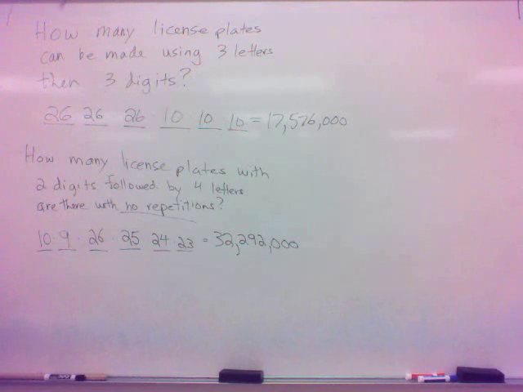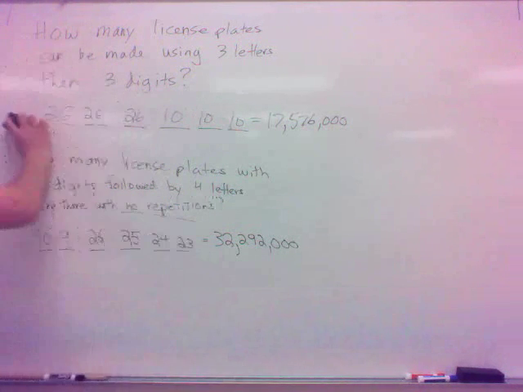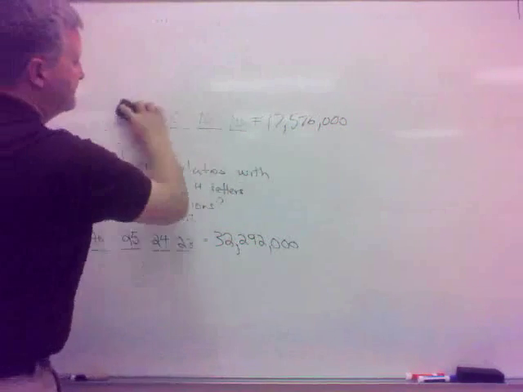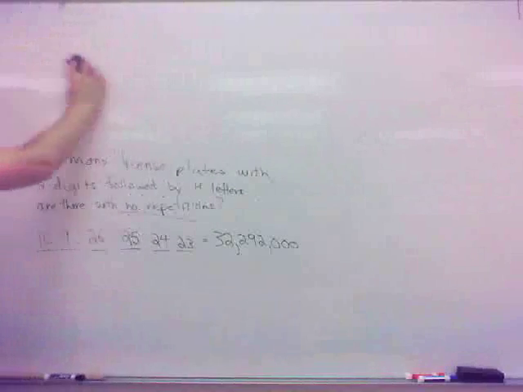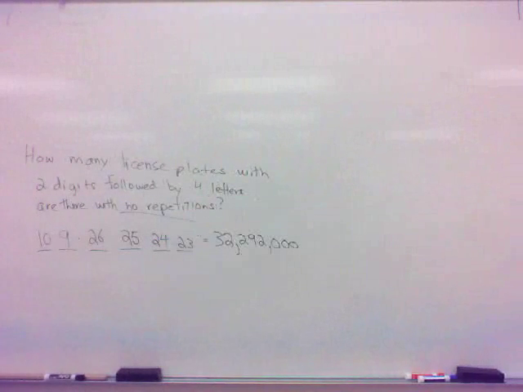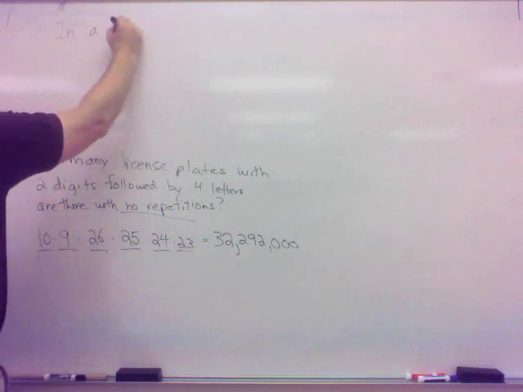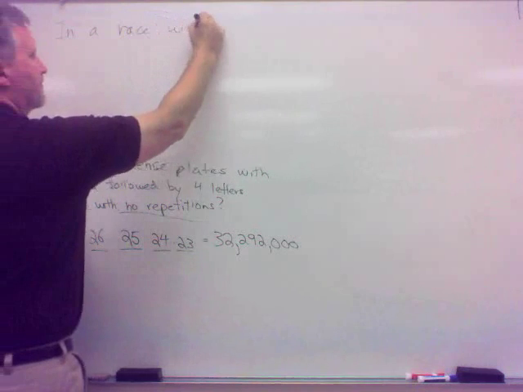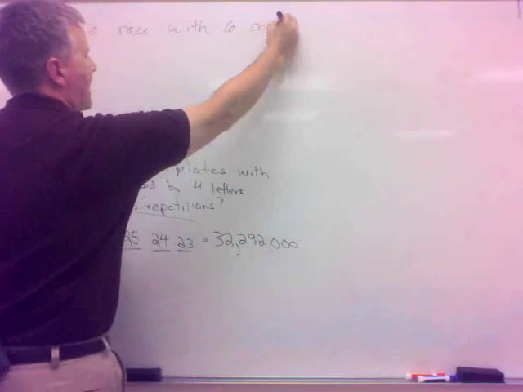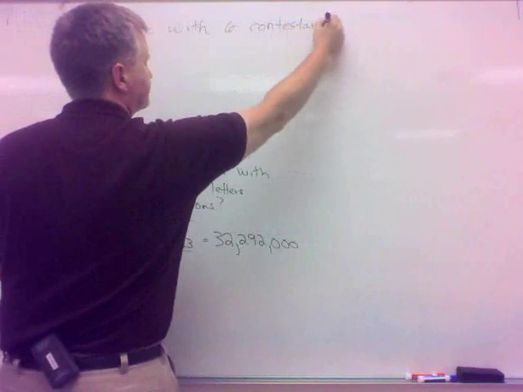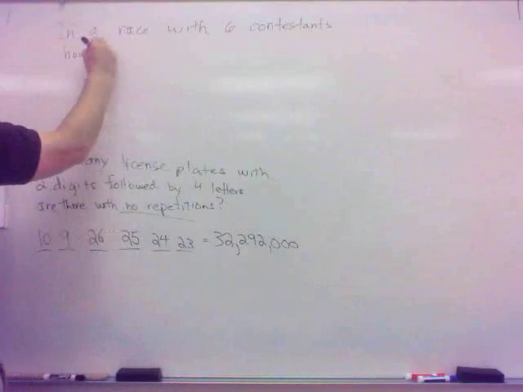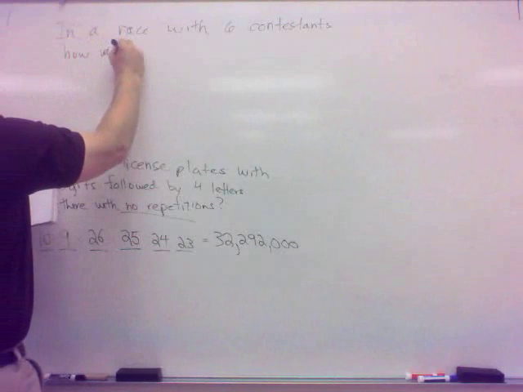Okay, got another one for you. And this is one where I may talk about a couple of new buttons on your calculator, which you may not have used before. Maybe you have, maybe you haven't. Probably most of you have. Okay, let's say we have this. In a race with 6 contestants, how many ways can the finish occur?